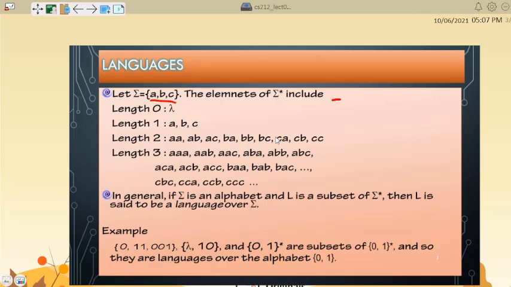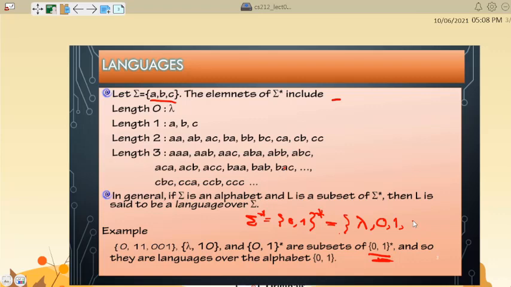This is a combination between a, b, and c, etc. For example, if we have strings like 0, 1, 1, 0, 0, 1, and another one, lambda and 10, all these strings are a subset of {0, 1} star. For example, if our sigma star is {0, 1} star, we can say that 01101 is a subset of this set here.